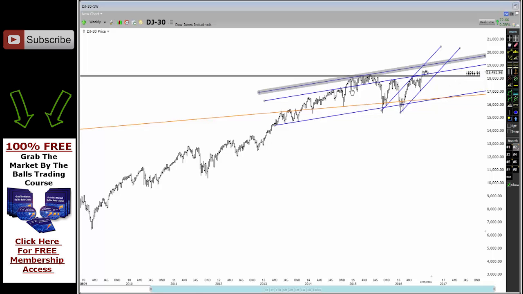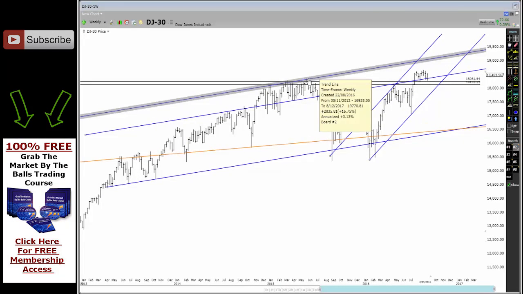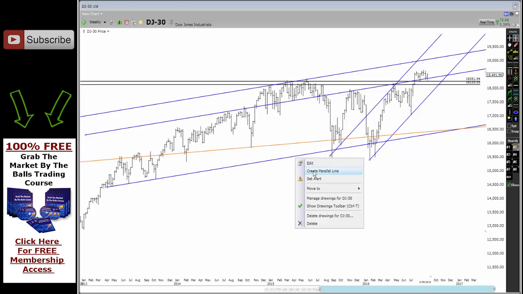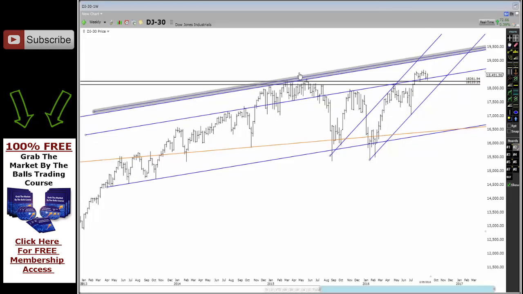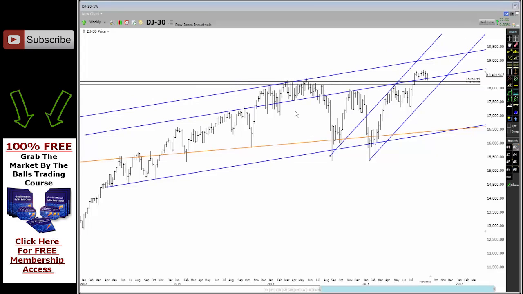When I connect at the exact same angle, you can see we hit the resistance once, twice, three times. So that angle is also quite a relevant angle. What I mean by angle, guys, is if I create this parallel trend line, you can see this is the exact same angle. All I did is bring it up through there, as you can see. So it's the exact same angle going down through there.